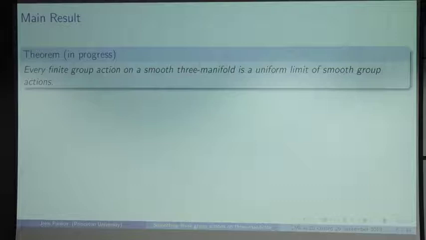So there are some mathematicians who can be sure that they've proved a theorem before they've written it up, but I'm not one of them, and I've not written the proof of this theorem. So that's why it says in progress. But I'll explain some of the proof.